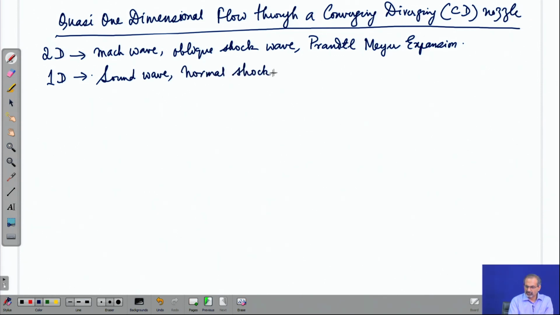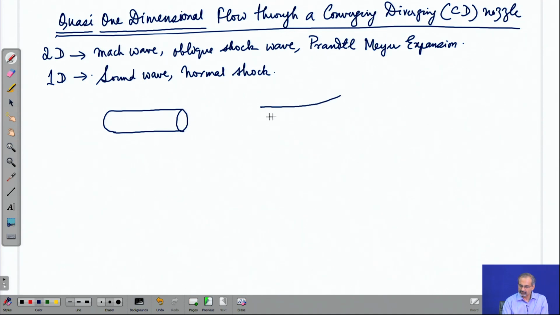So, now we are going to take a path which is somewhere in between. We are calling it quasi one dimensional, that is, it is probably closer to one dimensional than two dimensional or higher dimensional. Under what situation and circumstances can we really have such flows? Let us draw two stream tubes. In one, the stream tube area remains invariant, that is constant.